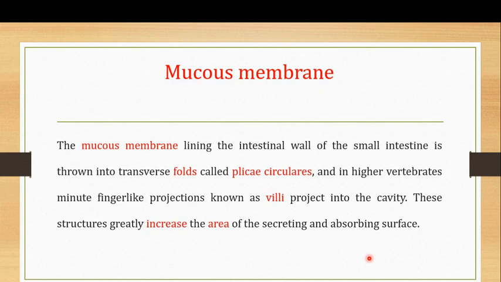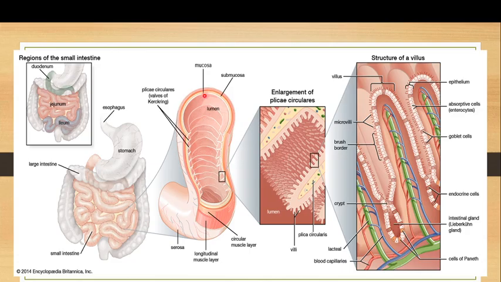Now there is a mucous membrane when you talk about the structure of the small intestine. A mucous membrane lines the intestinal walls of the small intestine. These intestinal walls are thrown into transverse folds, which are known as the plicae circularis. As you can see over here, this is the mucous membrane of the small intestine. So the mucous membrane is thrown into these plicae circularis.